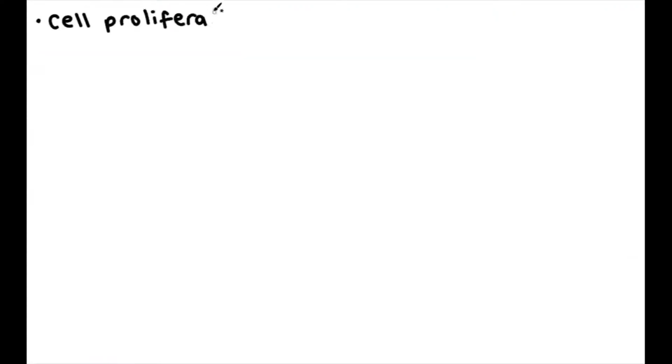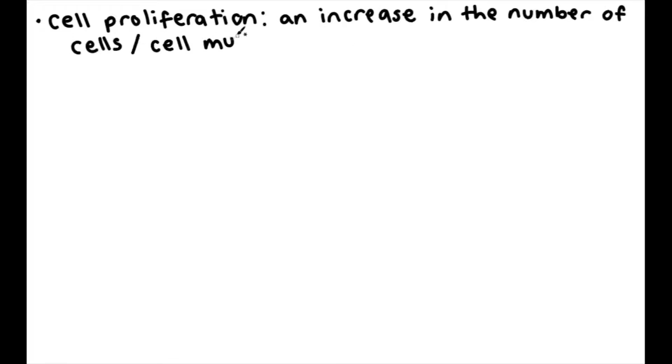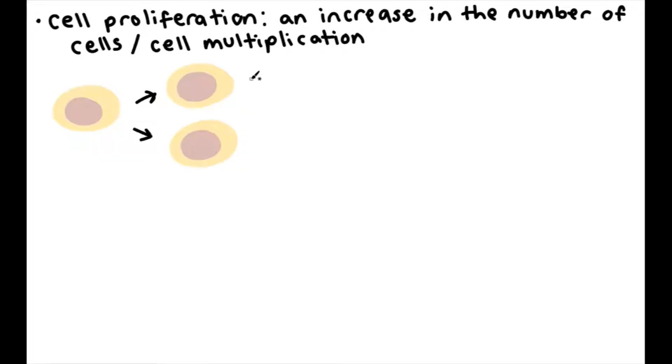Cell proliferation refers to an increase in the number of cells, and although no one really calls it this, it's essentially cell multiplication. Since cells can only increase their numbers by dividing, it can be pretty easy to mix up cell proliferation and cell division. Ultimately, the result is the same, since if you divide a cell, you end up with more cells.